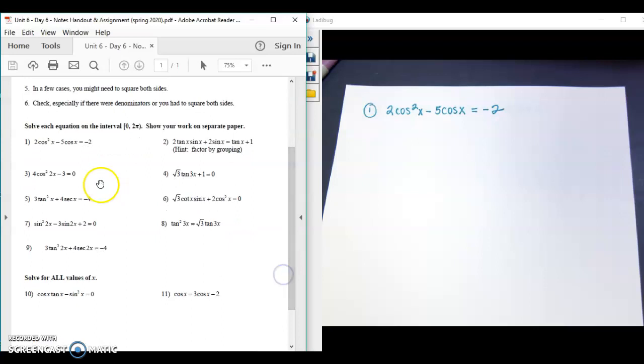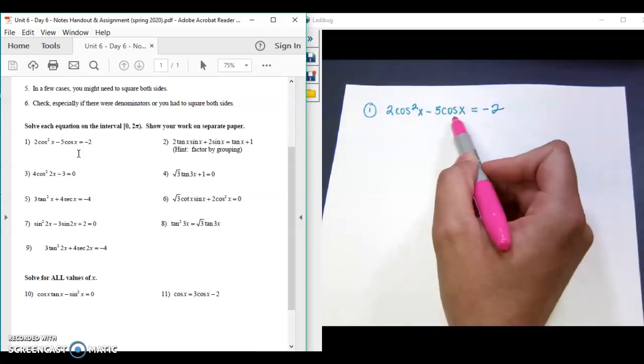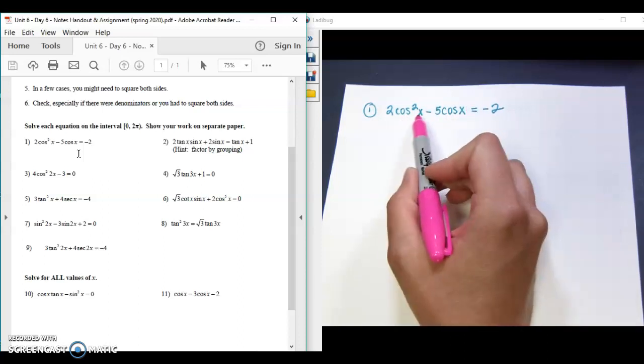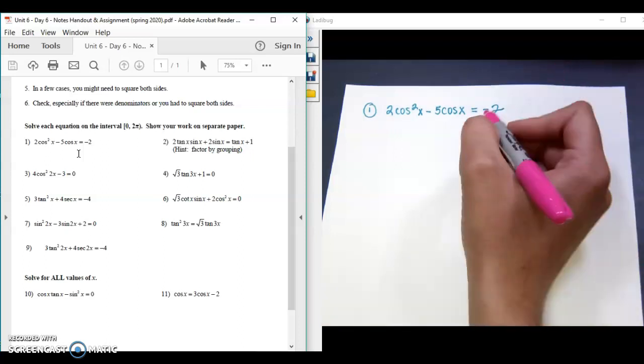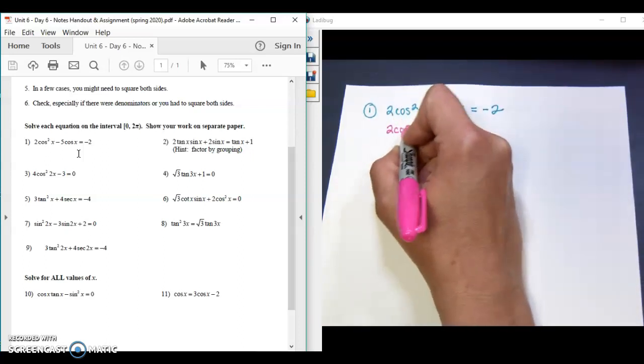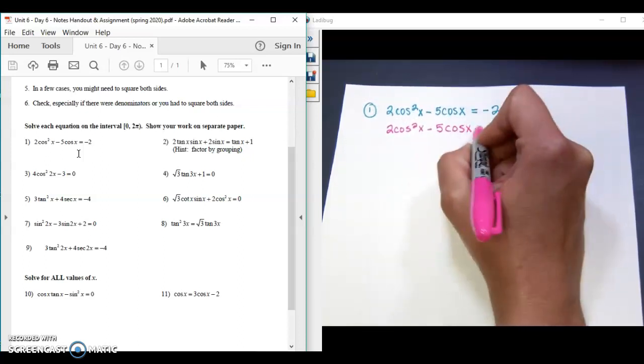Okay. Taking a look at number 1, we want to solve on the interval from 0 to 2 pi. So think about the unit circle. We have to get all the answers that would be in one round of the unit circle. So 2 cosine squared x minus 5 cosine x equals negative 2. Because these are both cosine, we have the same trig function, so we're good. And because they both just have a regular x here, we're good. So there's nothing we have to change. We're ready to factor. We just need to move over that negative 2. Make sure this is in the correct order.